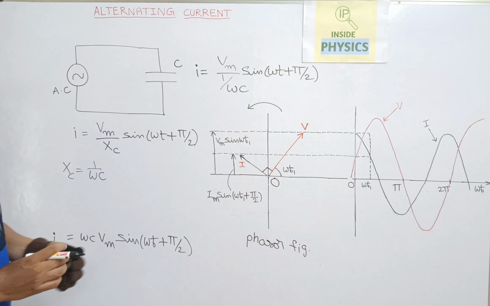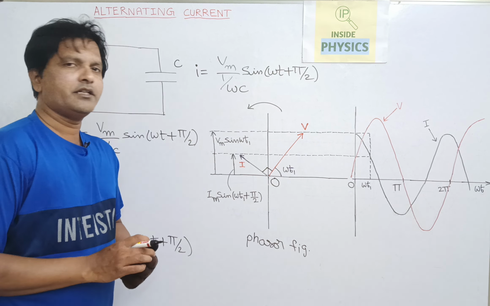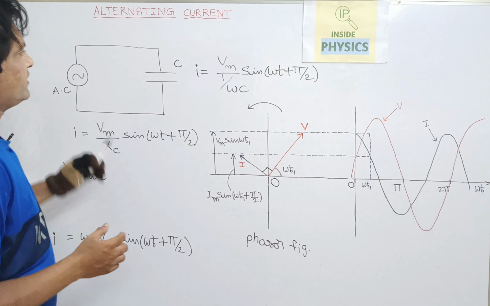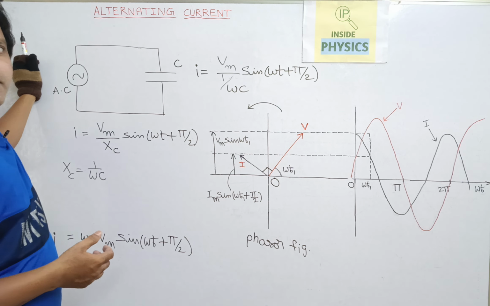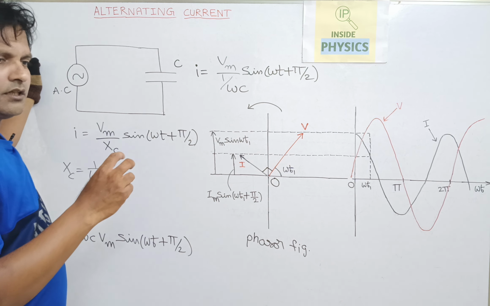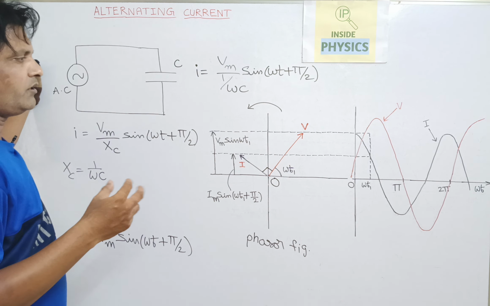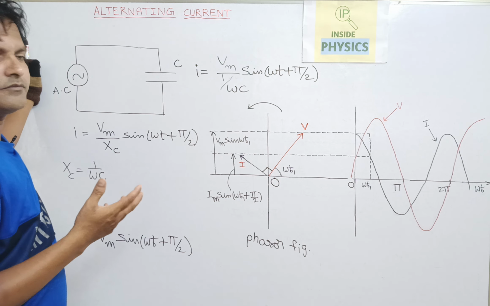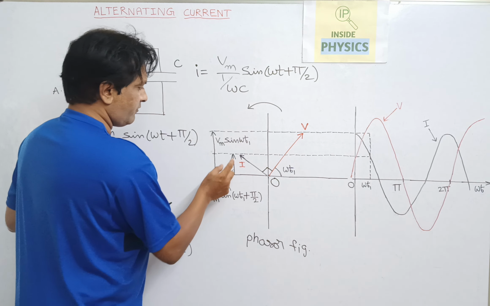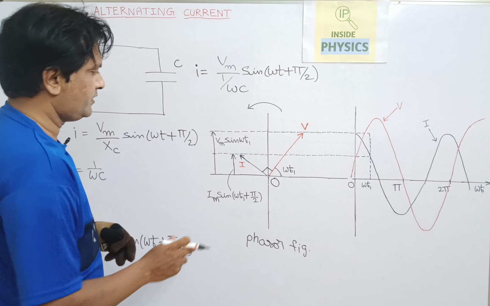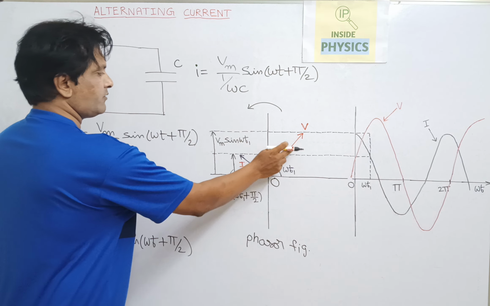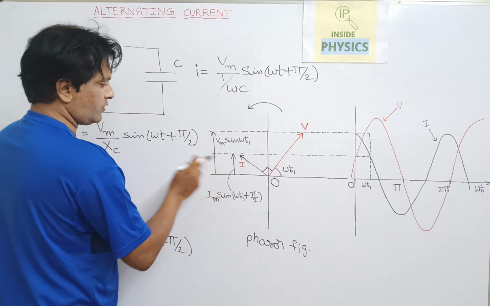So that is what the phasor diagram indicates. By phasor diagrams we can analyze AC circuits, how the current and voltage are behaving and what is the phase between them. Here the vertical components of the current phasor and voltage phasor are shown.